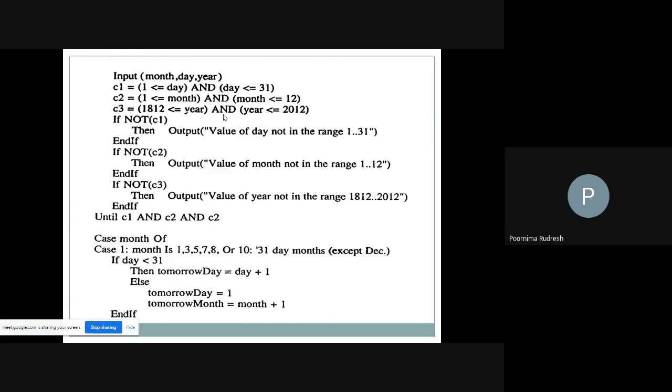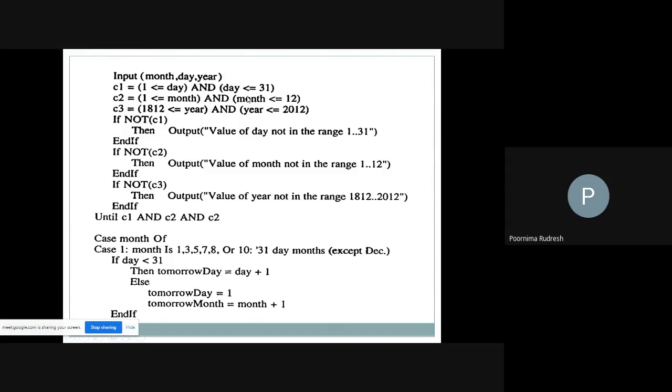If this condition fails, then it will display the error message: input value is not in the range. Understood? So here we are checking the condition for C1. Suppose I enter the day as 32, then what will it do? If not C1, means this condition fails, then the value of day is not in the range, because we have to give the range 1 to 31. If I enter 32, then it will display the error message.